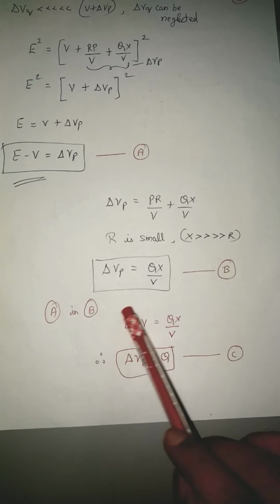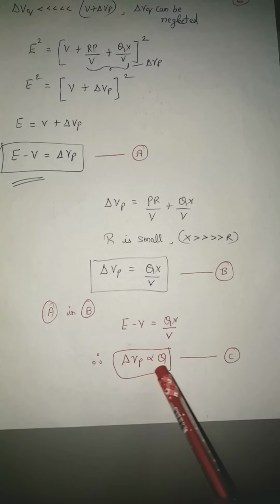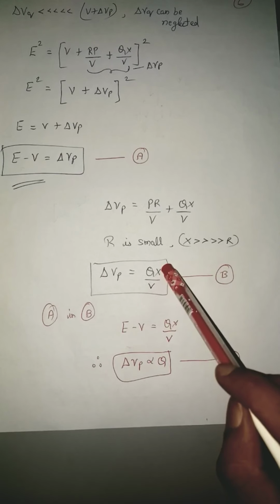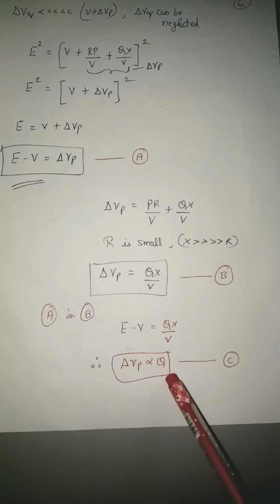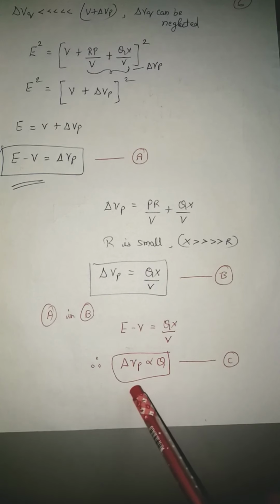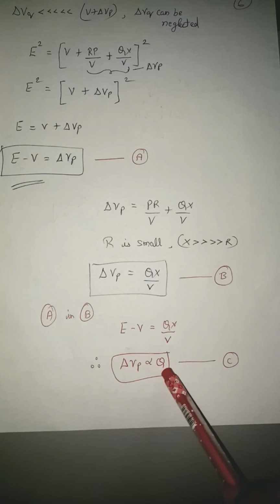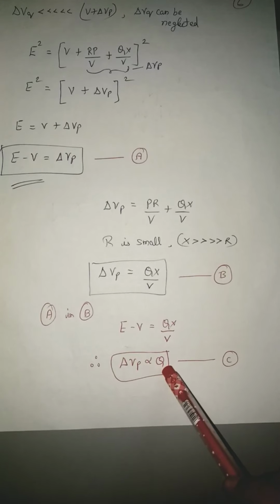And this E minus V is nothing but your delta Vp. That delta Vp is directly proportional to Q because the voltage and reactance are constant. Delta Vp is directly proportional to Q. So from here you can understand that the drop in voltage along the transmission line is always directly proportional to the reactive power in the system.